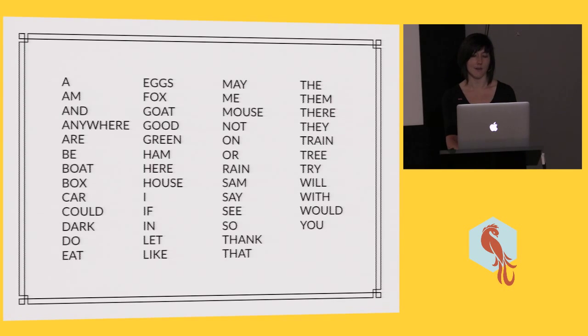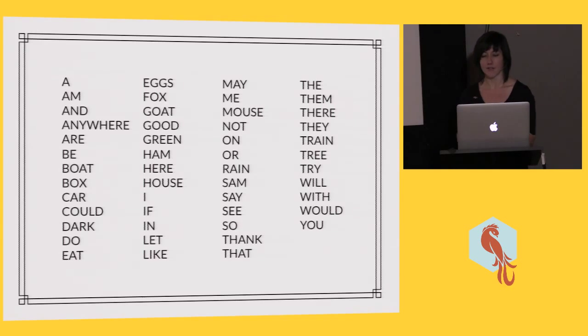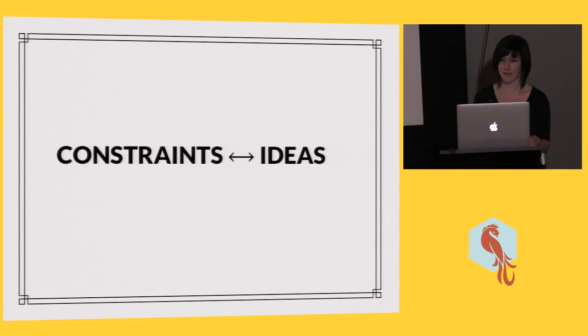So here's a list of the 50 words that were used. That's all of them. You too can go home and make Green Eggs and Ham. So at this point, I now know that Defender, Eat It, Green Eggs and Ham were all created under heavy constraints. And I think, okay, so there's clearly some relationship between constraints and ideas.